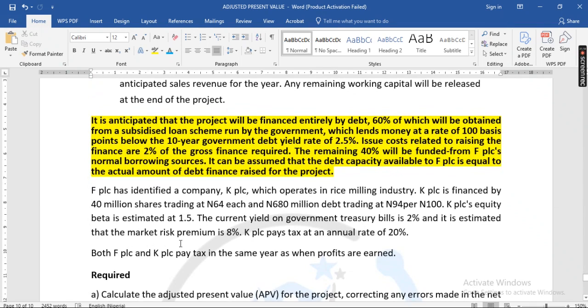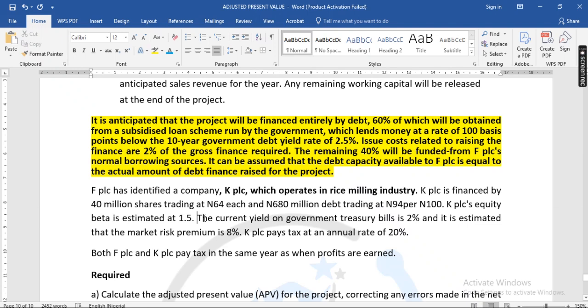FPLC has identified a company. This is the proxy company, KPLC, which operates in the rice mill industry. KPLC, please, this is the proxy company, right? KPLC is financed by 40 million shares trading at 64 naira per share. That is the market value of equity shares. 680 million debt trading at 940 naira per 100 naira debt. KPLC equity beta is 1.5.